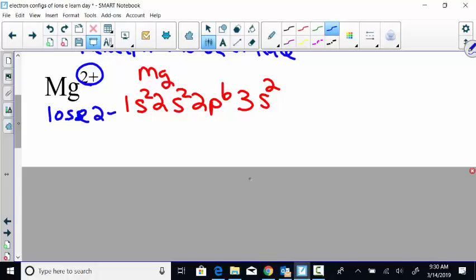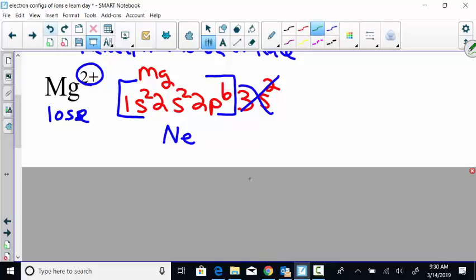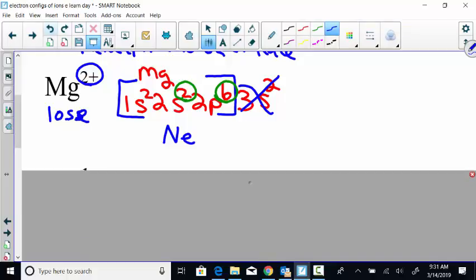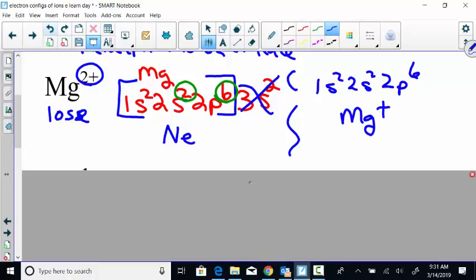that means that it has to lose 2 electrons. Well, of this grouping right here, which 2 will it lose? Well, in order to get an octet, it's going to get rid of those 2. That leaves this, which happens to be the electron configuration of neon. And that gives us our octet, because we have our 8 electrons in the highest occupied energy level. So that means the electron configuration of Mg plus 2 is 1s2, 2s2, 2p6. So that's Mg plus 2.